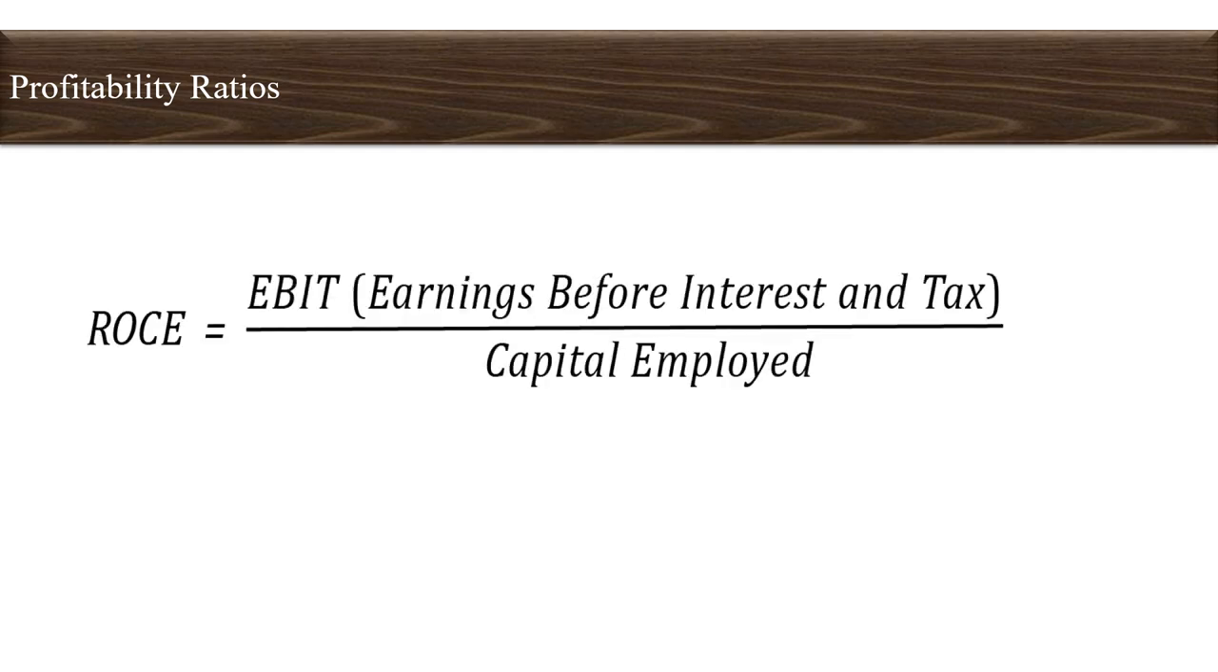Next, profitability ratio, return on capital employed. In this ratio, the relationship between profits and the capital employed. It is most widely used to measure the overall profitability and efficiency of the business. The formula is return on capital employed is equal to earning before interest and tax divided by capital employed into 100.